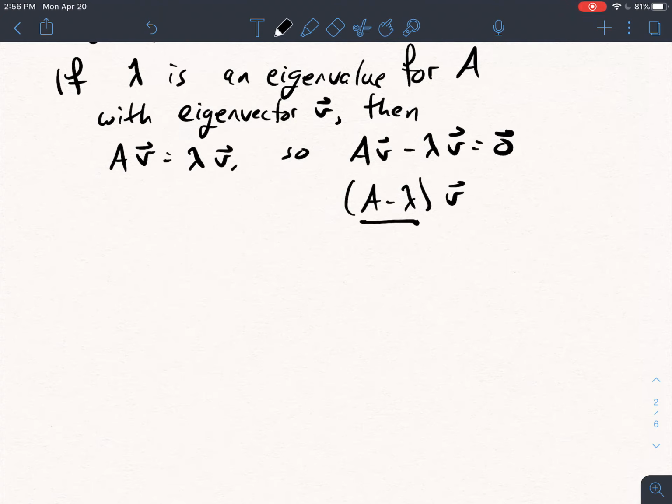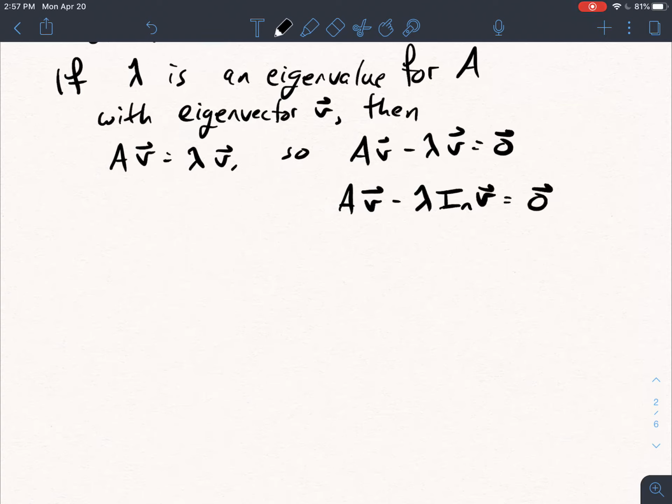A minus lambda does not make sense. For this to make sense, I need to be subtracting a matrix minus another matrix of the same size. So remember, for a matrix to have eigenvalues and eigenvectors, it has to be a square matrix because it has to represent a map from a vector space V to itself. So it's a square matrix. So here's what we do instead.